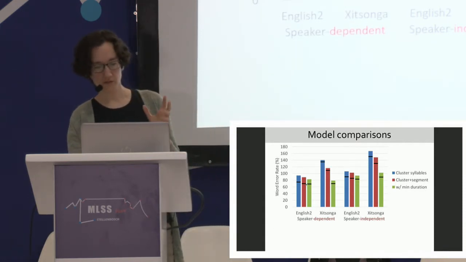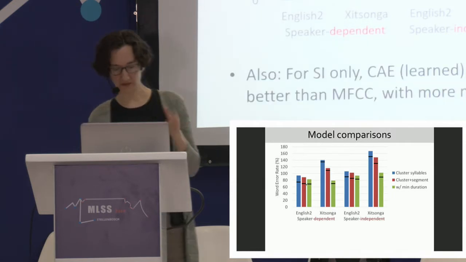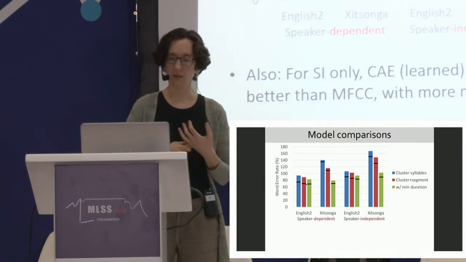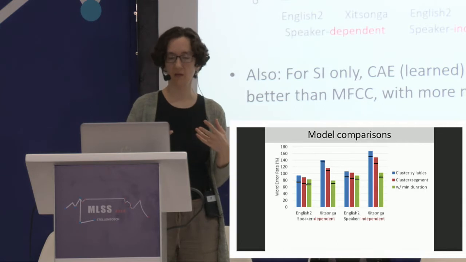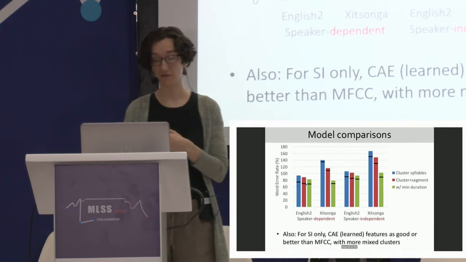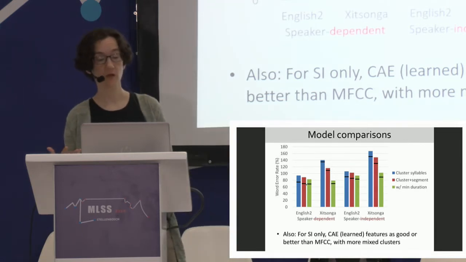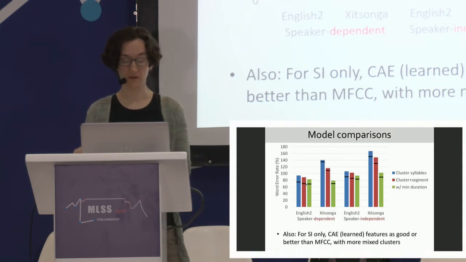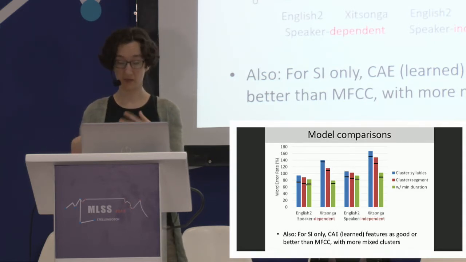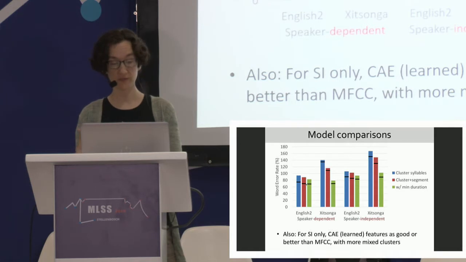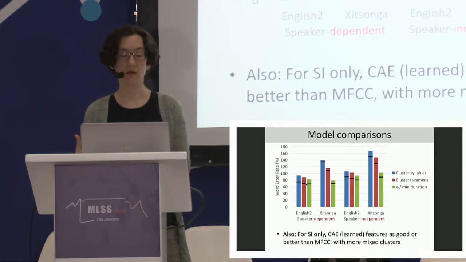Okay. And the last thing is, of course, that we tried incorporating the correspondence autoencoder features rather than the traditional features, and did find that for the speaker-independent case, where we want to be able to abstract over different speakers, it does actually help.